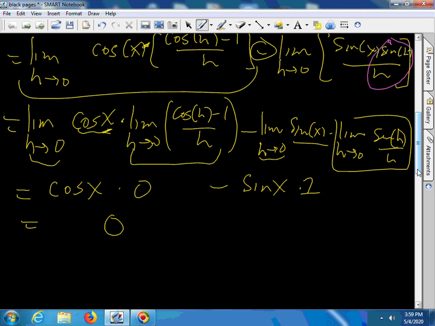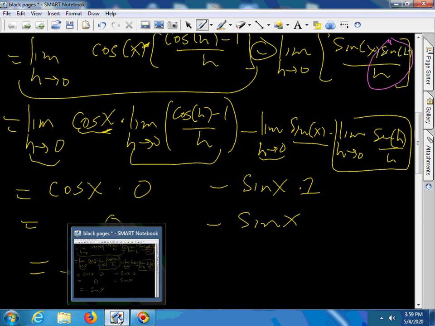So it all comes together. 0 minus sine x is negative sine x. So that one is done. We proved the derivative of cosine x is negative sine x.